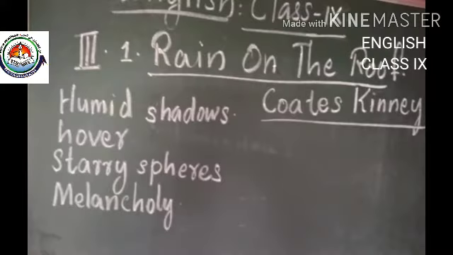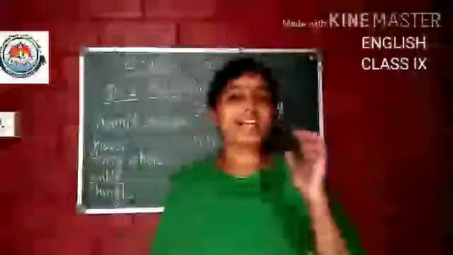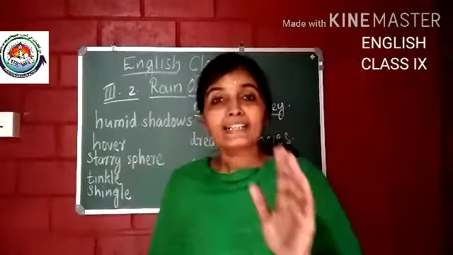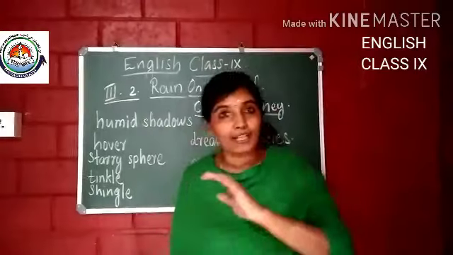Let's have a look at the new words. Humid shadows means the dark clouds that produce rain. Hover means remain in the sky. Starry spheres means the night sky full of stars. Melancholy means sadness.